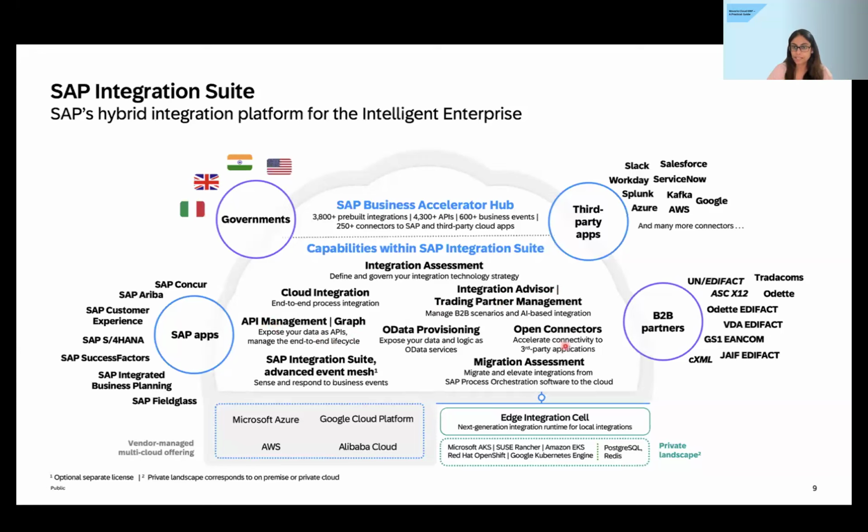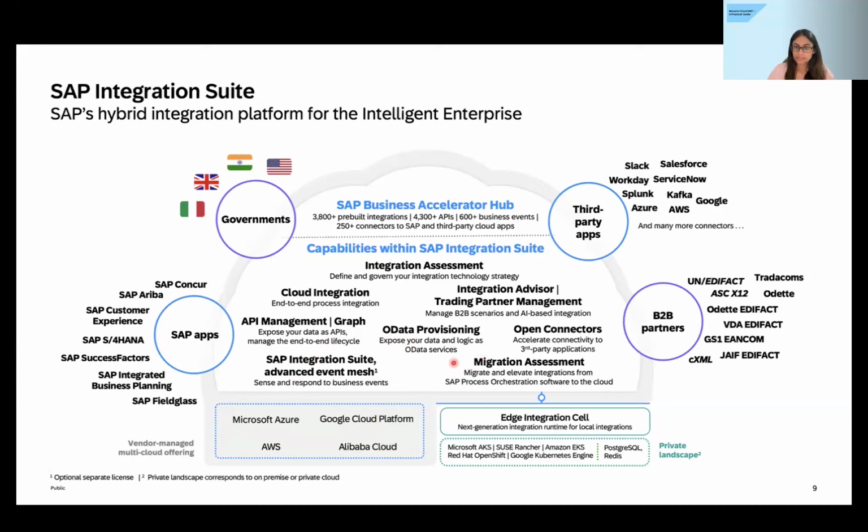We have a lot of third-party connectivity as part of Open Connectors. You can also expose your data and logic as OData service. This is again a recent one in the kit. We have Advanced Event Mesh, which is our flagship EDA platform to do your eventing architecture, and we help you to sense and respond to business events in real time. Integration Suite is available on Microsoft Azure, AWS, Google Cloud Platform, and Alibaba Cloud, these hyperscalers we support.